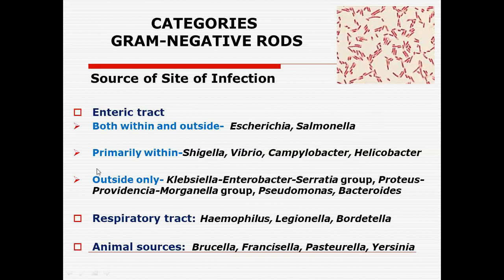They affect primarily within the enteric tract, and some outside it. That includes the Klebsiella, Enterobacter, Serratia group. Then we have the Proteus, Providencia, Morganella group, Pseudomonas, and Bacteroides. We have already gone through the respiratory tract organisms like Haemophilus influenzae, Legionella pneumophila, Bordetella pertussis, and of course the zoonotic ones, which are transmissible from animals to humans, including the genera Brucella, Francisella, Pasteurella, and Yersinia.